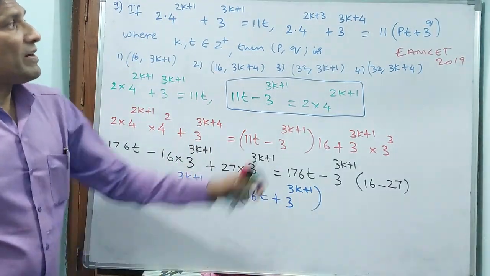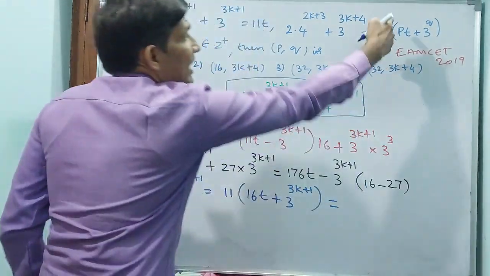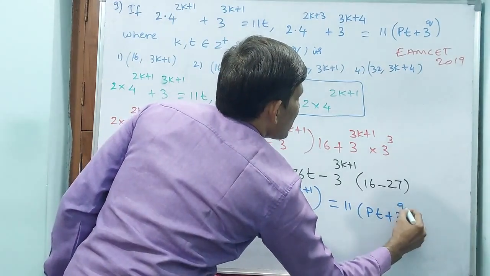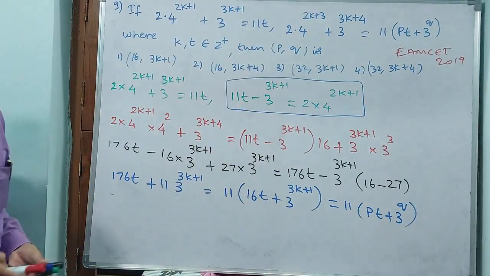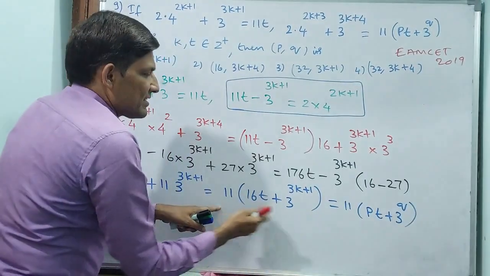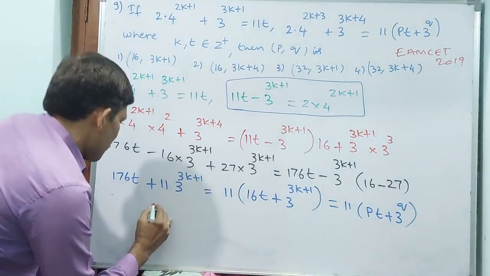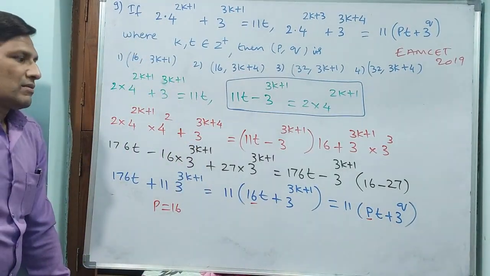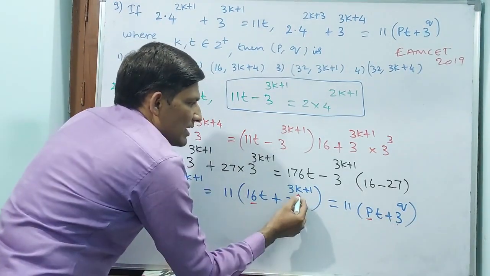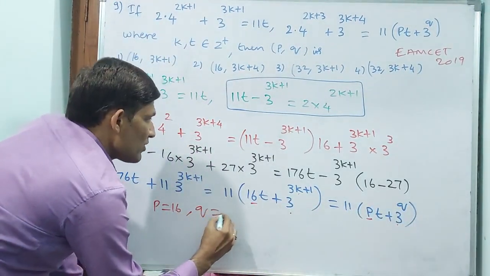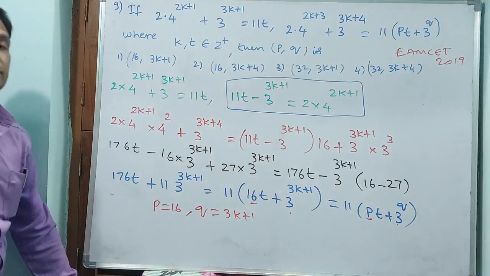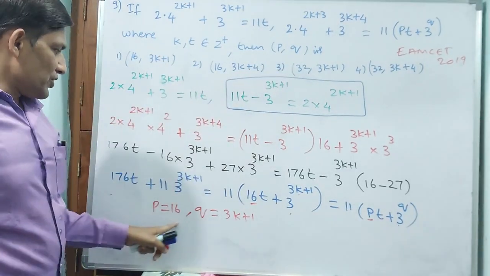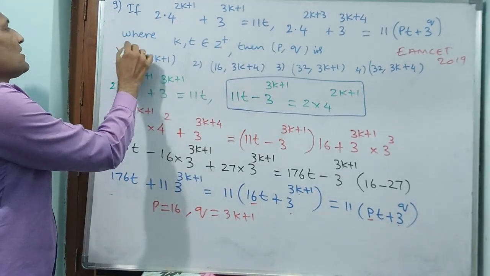Okay. Now you equate this. RHS I am writing 11 into P into T plus 3 power Q. Now T is T. 11 is 11. But what is P? P is 16. Write down, P is equal to 16. What about Q? Q is 3k plus 1. In order to pair you have to write P comma Q: 16 comma 3k plus 1. This will be your answer.